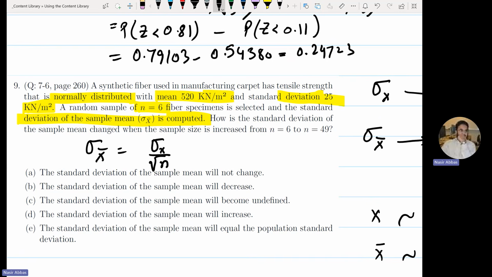The standard deviation of sample mean will decrease. Will it decrease? Yes, it will decrease. The standard deviation of the sample mean will become undefined. Will it become undefined? No, it will not become undefined. It will increase. Will it increase? No, it will not increase. The standard deviation of sample mean will be equal to the population standard deviation. Will it be equal to sigma? No, it will not become equal to sigma. So option B here is the correct option.